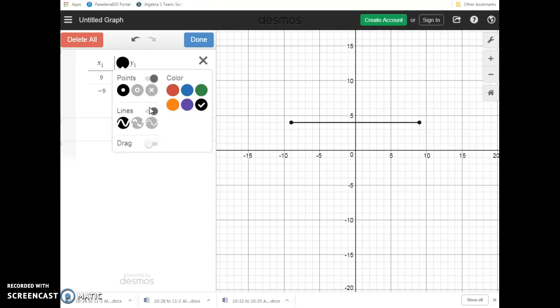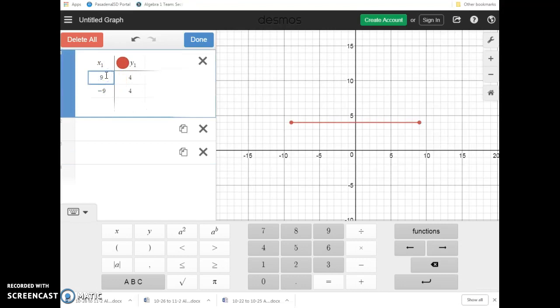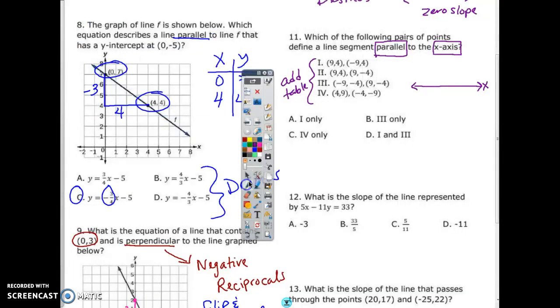Let's try Roman numeral 2. I'm going to change the color. For Roman numeral 2, I'm going to change my points. I have 9 and 4. So I'm only going to change the second point, which is 9 and negative 4. I'm just going to add a negative to this 4. So look at my line now. These points are not parallel. They're perpendicular to the x-axis. Remember, this is the x-axis line. So Roman numeral 2 is out. Let's cross them out. So this one is a yes. This one is a no.